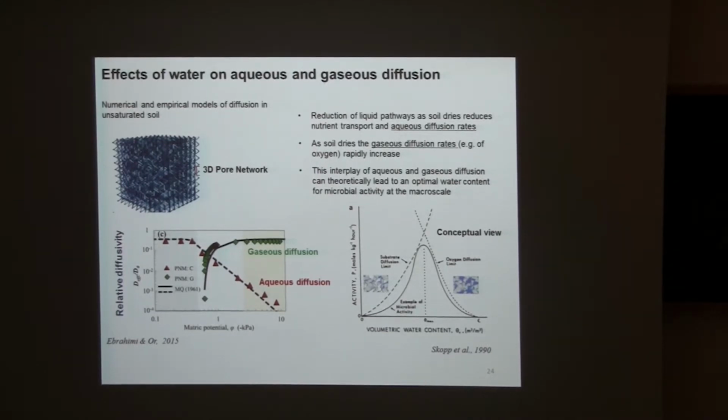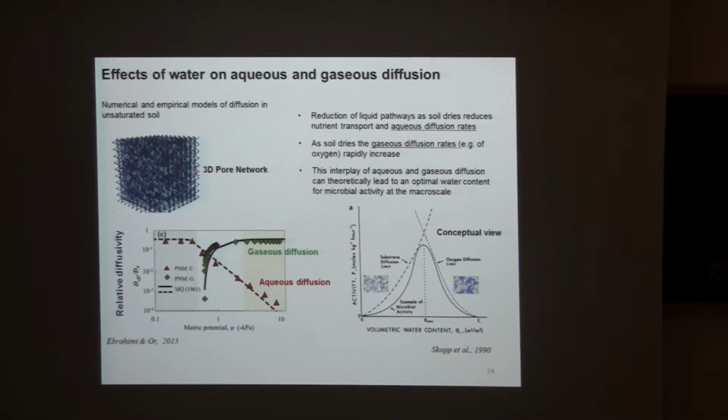What is interesting is that as you dry your porous environment, you reduce the liquid pathways, and then you will have lower relative aqueous diffusion rates. It's easy to understand: in a pore network like this, if you have less and less liquid, it's like a maze. At some point, the molecule still travels at its diffusion constant, but it might have to find a longer path to the other side. So the relative diffusivity changes.